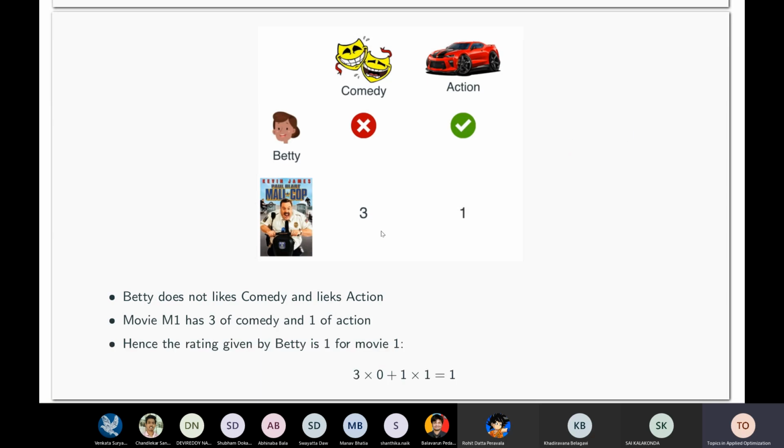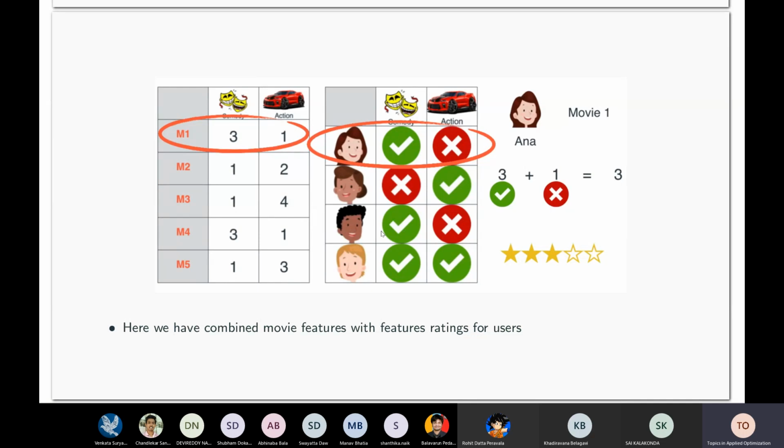So we can think of this in terms of matrices, right? Assuming that these movies have these features in this proportion, so 3 parts comedy, 1 part action, and so on. And similarly, if we know the likes and dislikes of the users in terms of the features, so she likes comedy, she doesn't like action, and then she doesn't like comedy, she likes action, and so on. If we have information like this, then we know what kind of rating they are going to give.